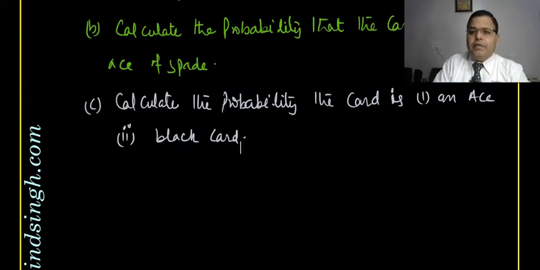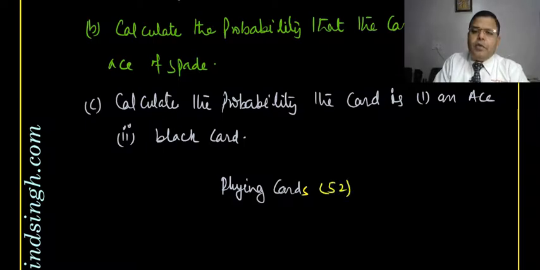So let me explain the distribution. Playing cards are 52 in number, and all of these have a distribution. There are two types of cards, right?